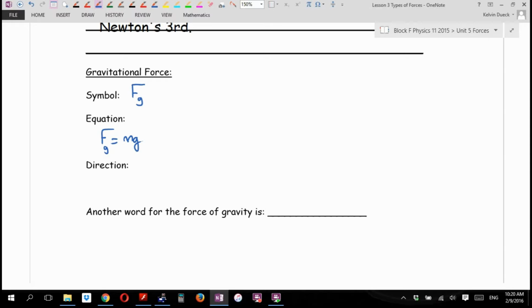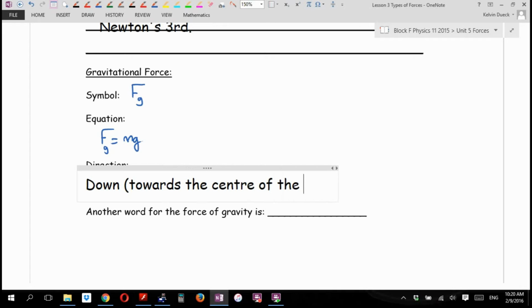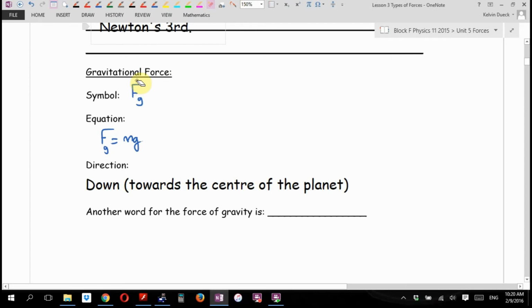Direction. Down, if you want to be really technical, towards the center of the planet. Because in Australia right now, their down is our up, right? And in fact, you'll notice, without even realizing it, I left the vector symbol off here because the direction depends where on the Earth you're standing. But we can say it's always towards the planet's center.